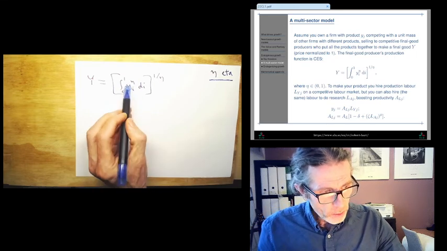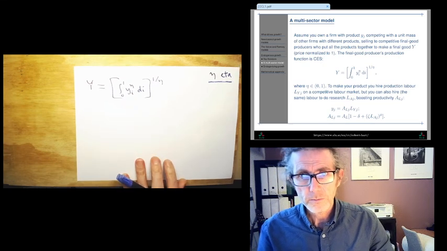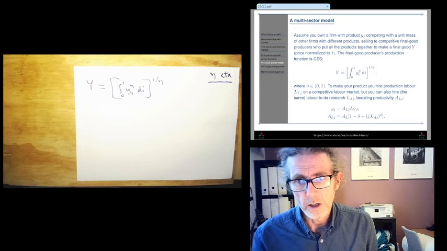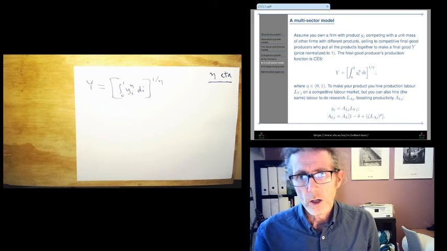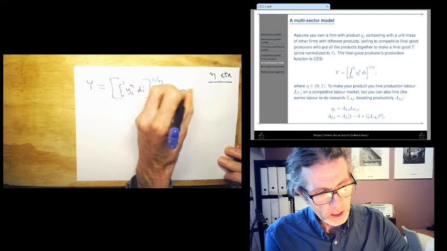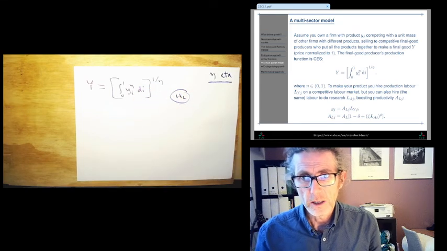And you are one of these firms. To make your product, you hire production labor, L_Yj, so your firm j, right? On a competitive labor market, so you have to pay the same as everyone else, the wage, which is fixed. You can't affect that, it's a competitive labor market.